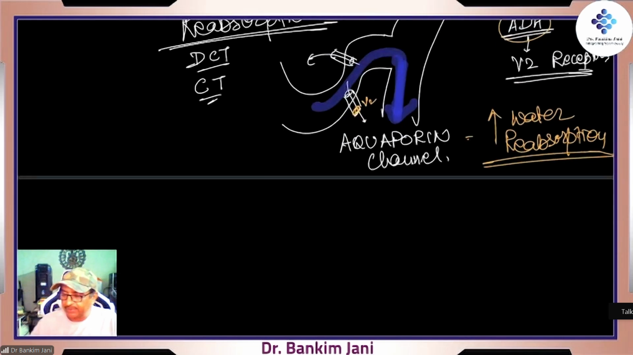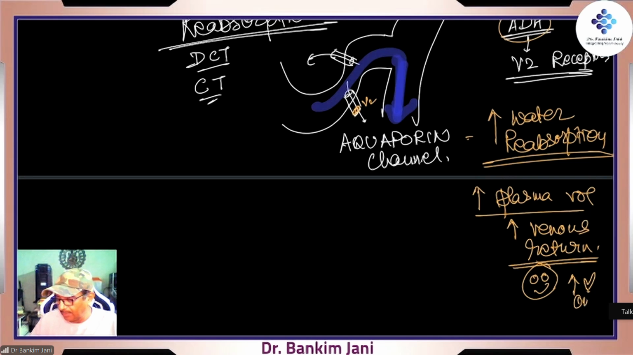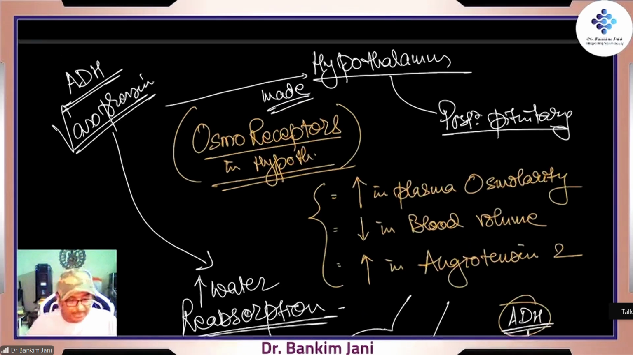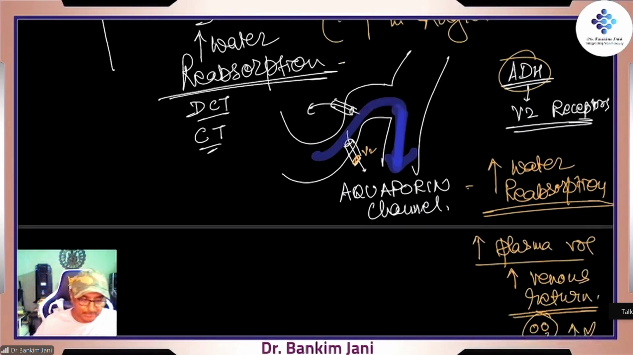So this is the aquaporin channel, and once the water is reabsorbed, that will lead to increased plasma volume because it will be going into the blood. That will lead to increased venous return, and finally increased cardiac output. So the heart is happy. One more thing happens with what is done by this vasopressin. Take it all the way down here.